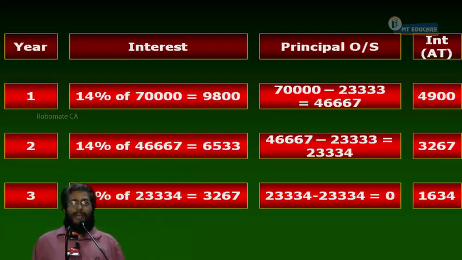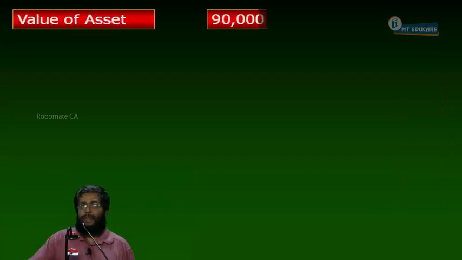Next is working note number 1, principal over. Working note number 2, interest over. Guess what is the next working note here? Working note number 3, depreciation tax savings. Depreciation, tax savings. Okay.